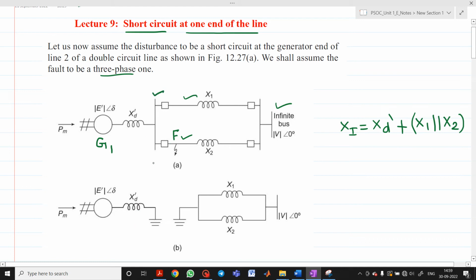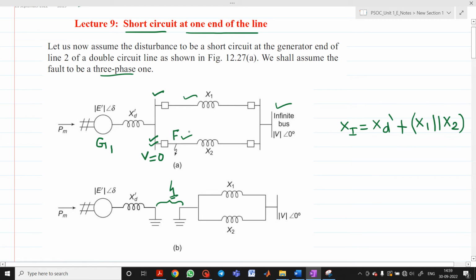Affecting this bus bar means the voltage associated with this bus bar will become 0, and it can be seen like this. This Xd' will be separated, it is grounded, and the remaining X1 parallel with X2 will be separated. Why is this separated? Because there is a fault which occurs at point F.